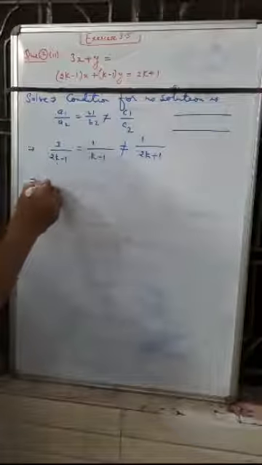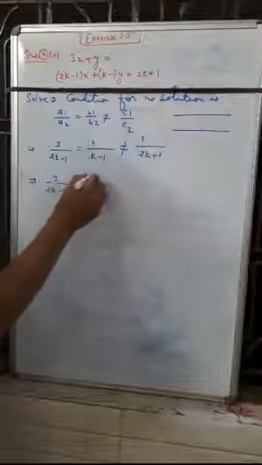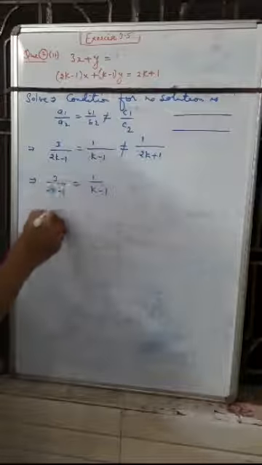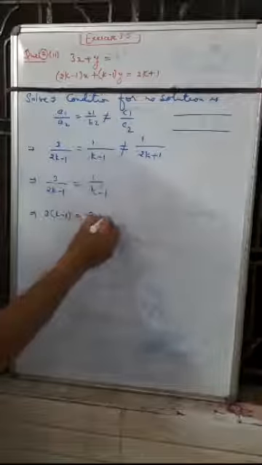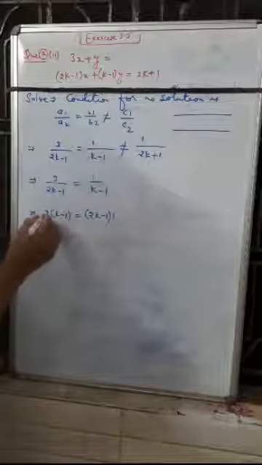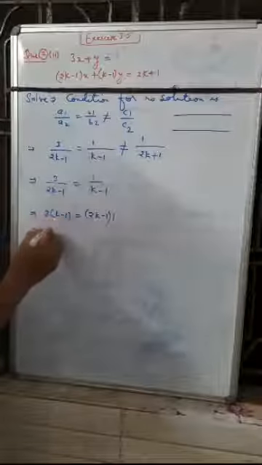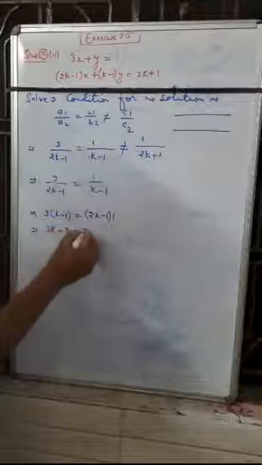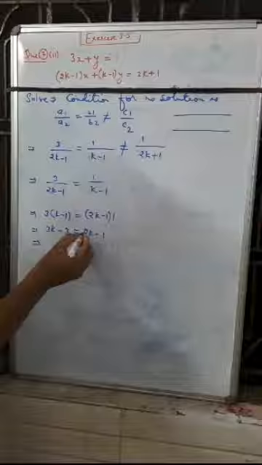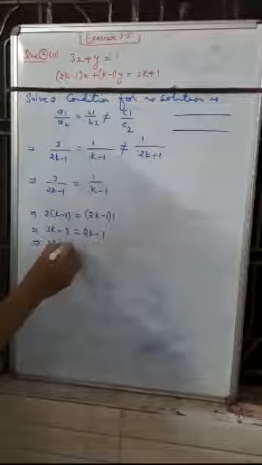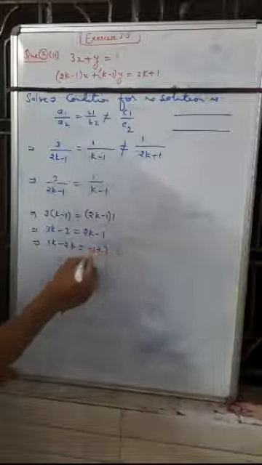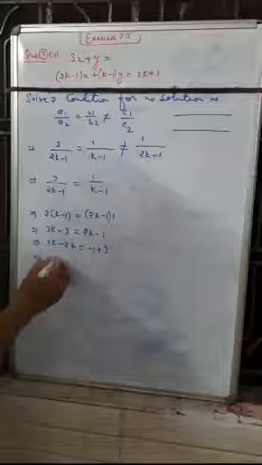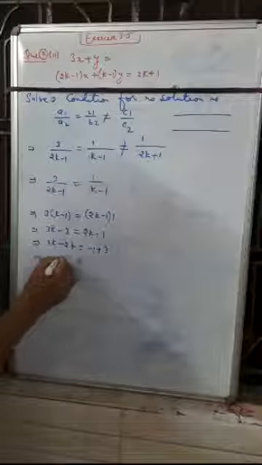We will take this relationship: 3 upon 2k minus 1 is equal to 1 upon k minus 1. Do the cross multiplication, 3 will be multiplied by k minus 1 and 2k minus 1 will be multiplied by 1. So we will get 3k minus 3 is equal to 2k minus 1. Then transfer k to the left hand side, and minus 3 will become plus 3 on the right hand side. So 3k minus 2k is equal to k, and minus 1 plus 3 is equal to 2.